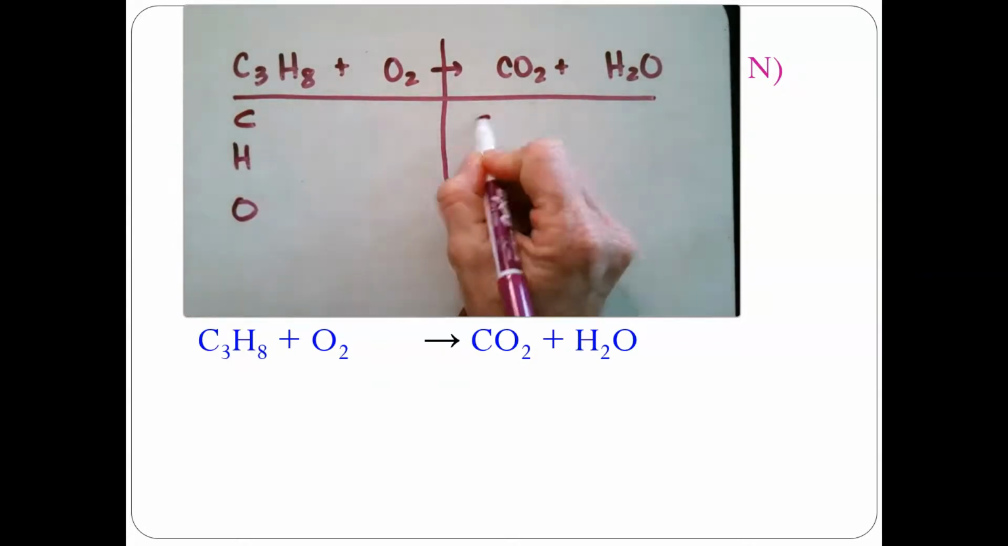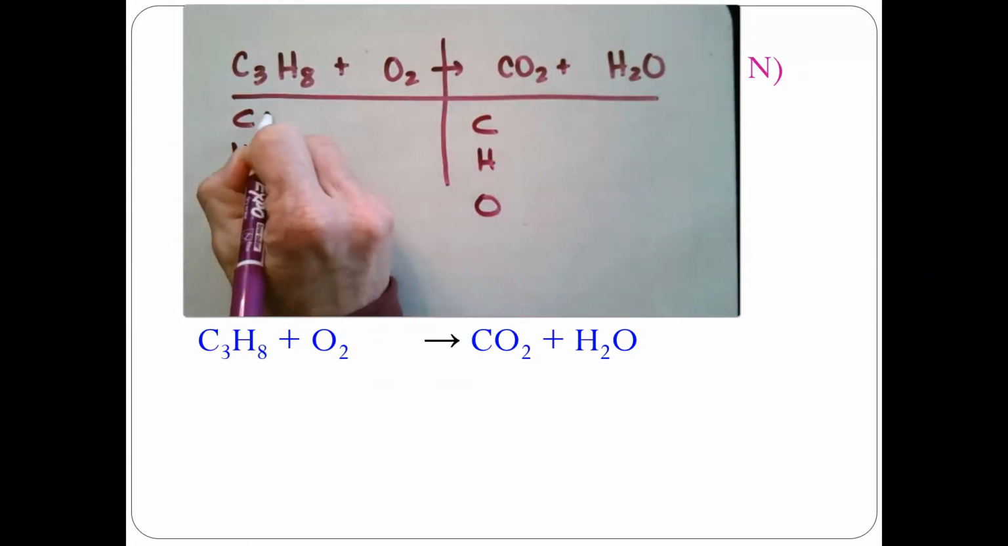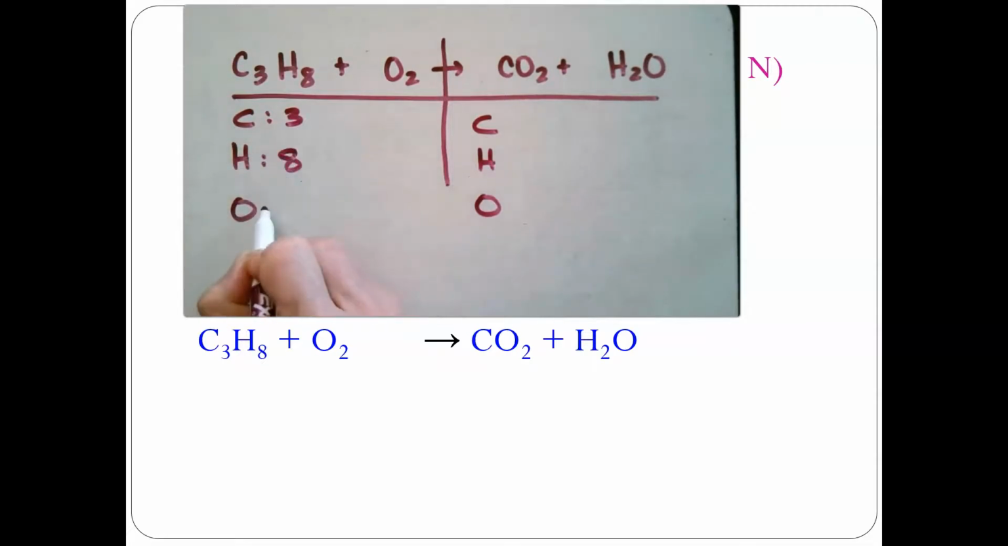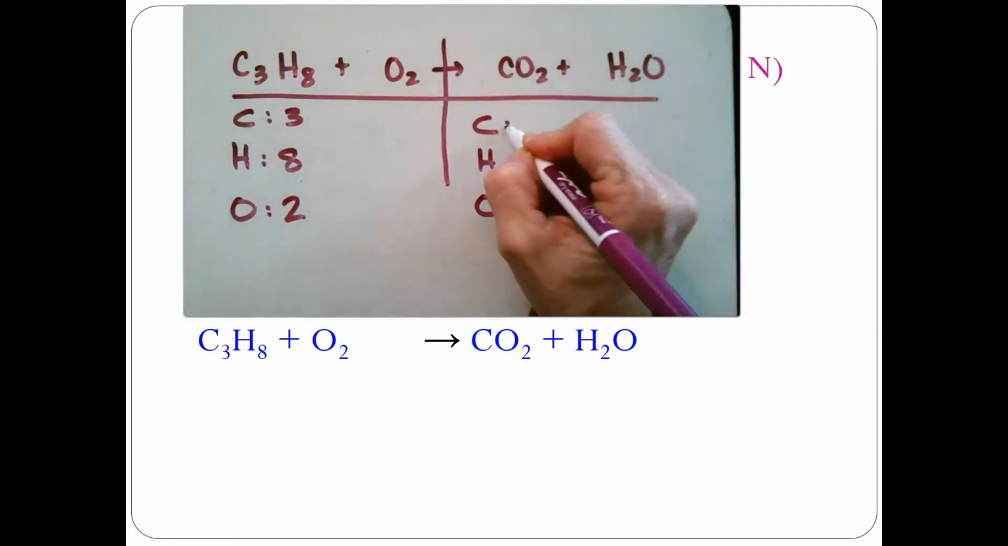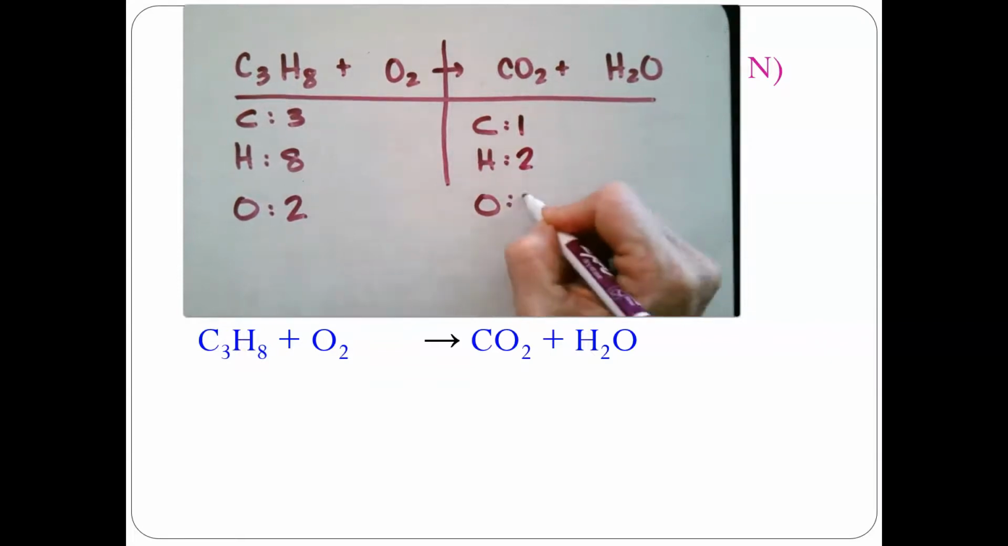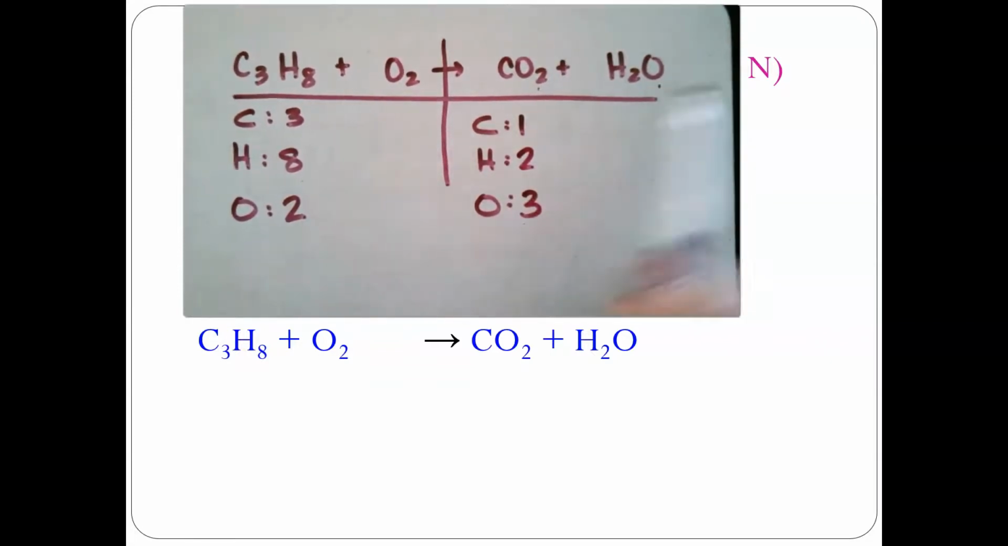Once again, C, H, and O. 3 carbons, 8 hydrogens, 2 oxygens. And on the right-hand side, we are 1, 2, 3, again, 1 carbon, 2 hydrogens, and my 3 oxygens, remember 2 plus 1 over there to give me my grand total of 3. Once again, I don't want to mess with my oxygens first. I want to wait and see if they will solve themselves for me in some way. So what I'm going to do here, I have 8 hydrogens and 2 hydrogens.